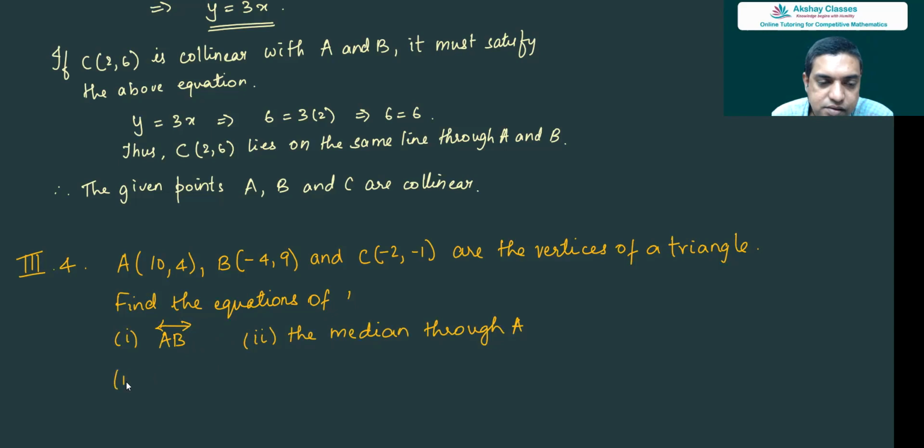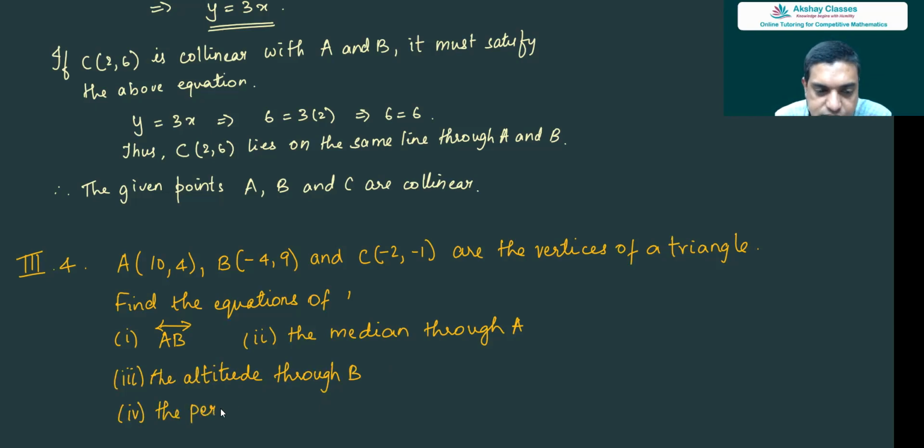Second one, the median through A. Third one, the altitude through B. And the last one, the perpendicular bisector of side AB.